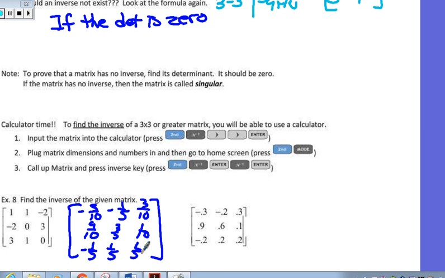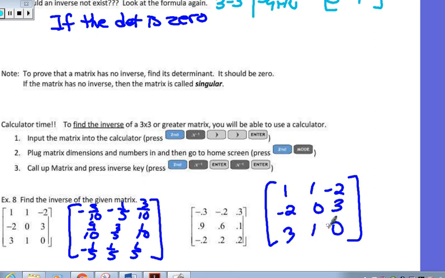If you're just doing this for more practice, the answer here when putting this into the calculator would be 1, 1, negative 2, negative 2, 0, 3, 3, 1, 0. Alright, and with that, that concludes our lesson on determinants and inverses.